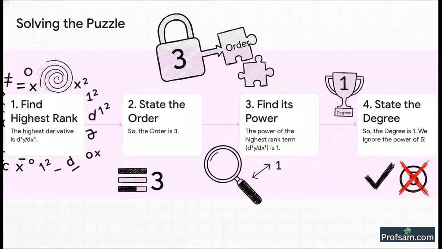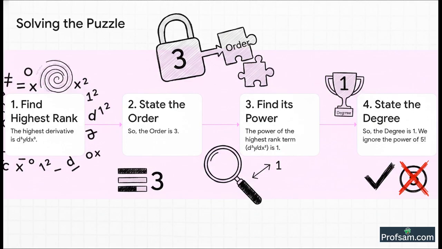All right, let's walk through it. First step, find the highest ranked derivative. In this equation, we have a third derivative and a first derivative. The highest is clearly the third one, so that's our order, it's 3. Easy. Now for the degree. Remember the rule, you have to look only at the power of the highest order term. What's the power of our third derivative term? Well, it's just 1. So the degree is 1.